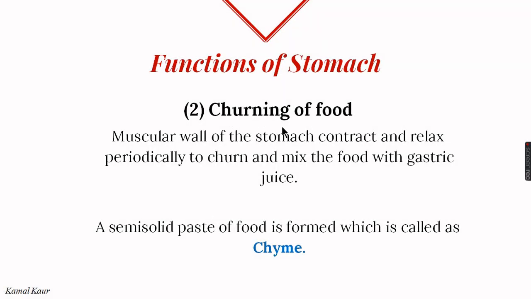Now inside the stomach, the walls have the gastric glands which secrete gastric juice. So in the stomach the food is mixed with this gastric juice and then the walls of the stomach contract and relax periodically. Just like when we put the food in the mixer, it gets mixed and turns into paste, similarly, by the contraction and relaxation of the walls of the stomach, the food is converted into a semi-solid paste. Now this semi-solid paste of food is called chyme.